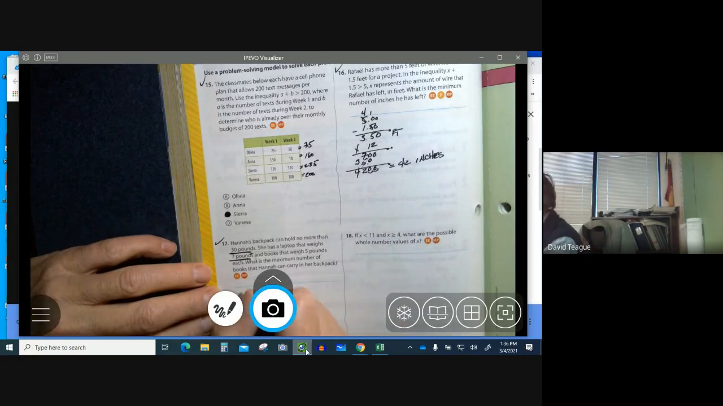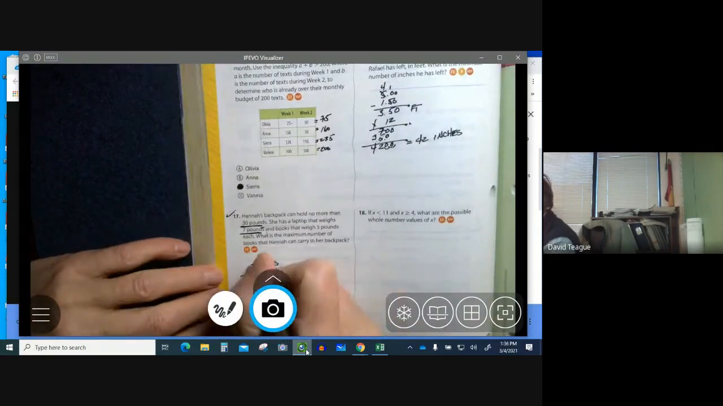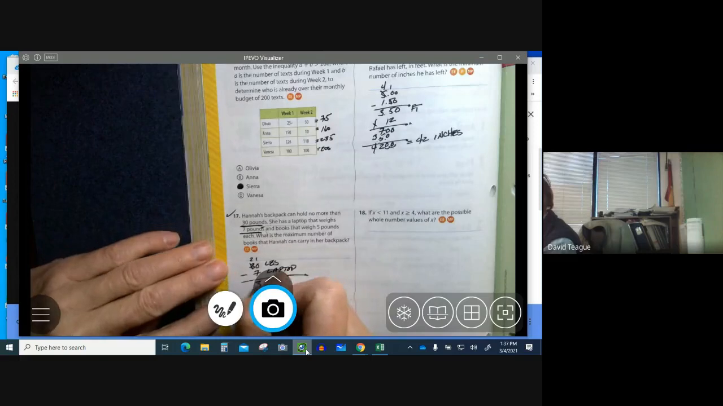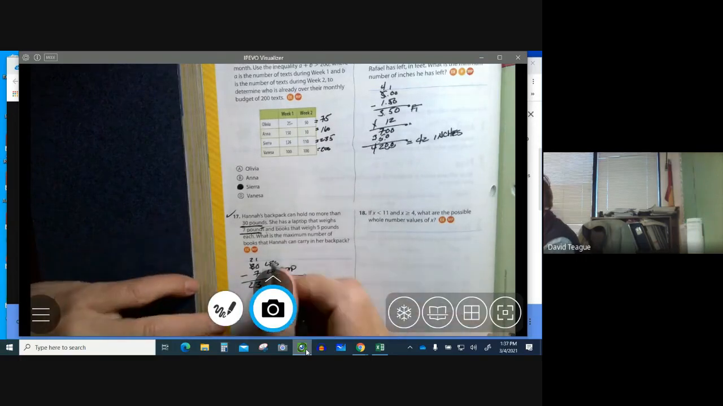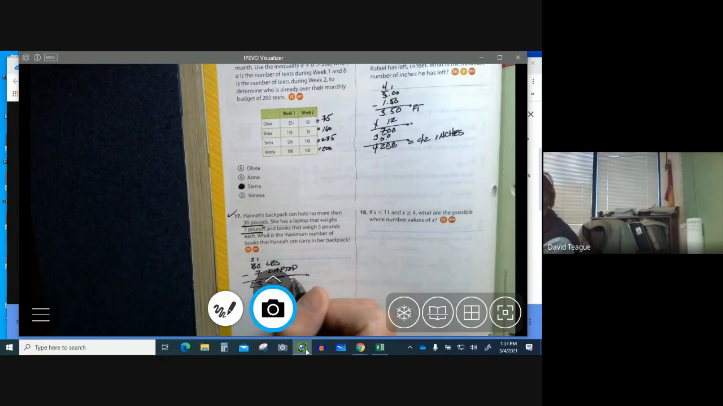Right? So you're going to take 30 pounds, right? You're going to subtract 7 pounds for the laptop, right? So I'm going to have to borrow from the 3. That's a 10. 7 from 10 is 3, and I bring down the 2, so it's 23. So we have 23 pounds left she can have in books. So I'm going to have to divide this by 5 to find out how many books she can put in her backpack.